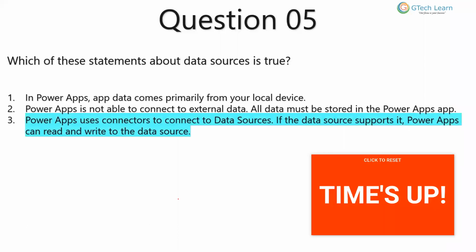Okay, so the correct answer for that question is going to be option 3, that in Power Apps, like the Canvas app, we can actually decide about these things using the data connectors. We have multiple data connectors for multiple data sources. We need to use them and start working accordingly.